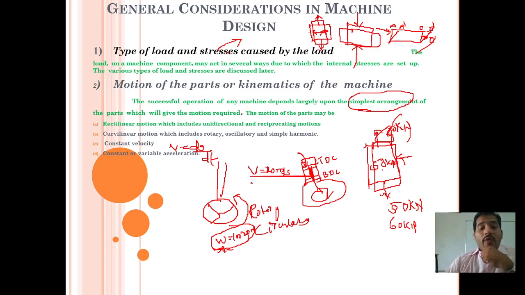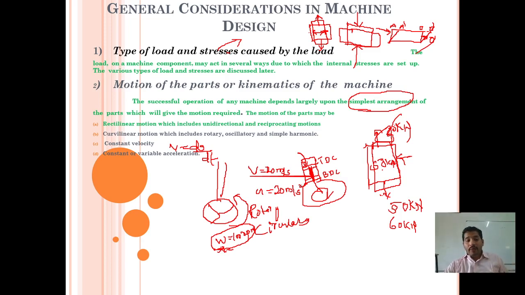And constant or variable acceleration. Sometimes the acceleration may be variable, or it may be constant. So it will move with the same acceleration of 20 meter per second square, like the piston inside the cylinder. That is an example of motion of the part, kinematics of machine.